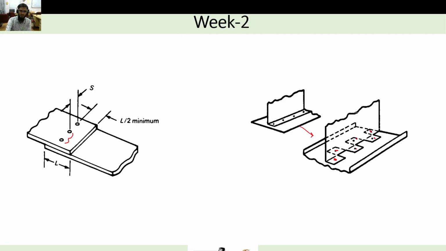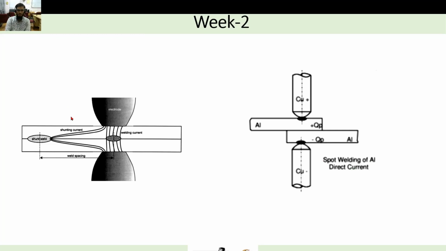Now as I told earlier, you have to maintain a certain distance between two spots. So what will happen if you are not giving proper spacing between two nuggets? The shunting effect will come into the picture. So in that case what will happen? Since there is no air gap, we have made a complete weld. Let's say this is weld 1, and this is the new weld which we are going to form, WN. So we have already welded this one, and when you are going to weld a new spot here, what will happen?